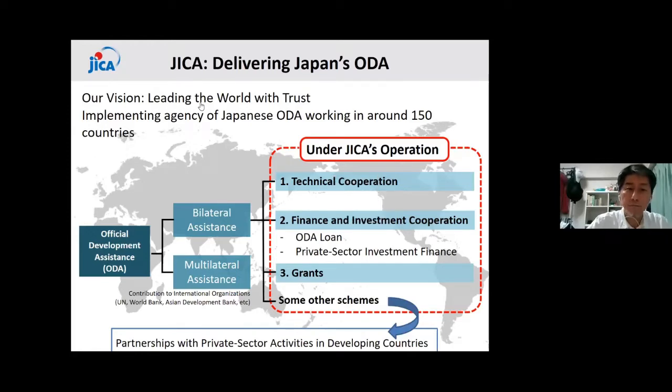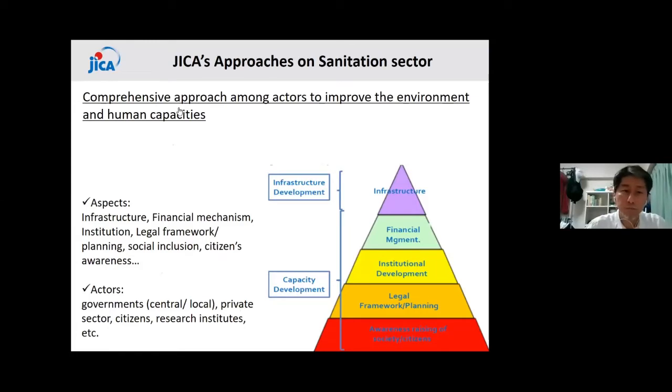So here are our approaches on the sanitation sector. This triangle shows the comprehensive approach among actors to improve the environment and human capacities. It shows infrastructure development at the top, then financial management, institutional development, legal framework and planning, and awareness raising, with society and citizens at the bottom. As you can see in our approaches, we involve various actors such as central and local government, private sectors, citizens, and research institutes, etc.